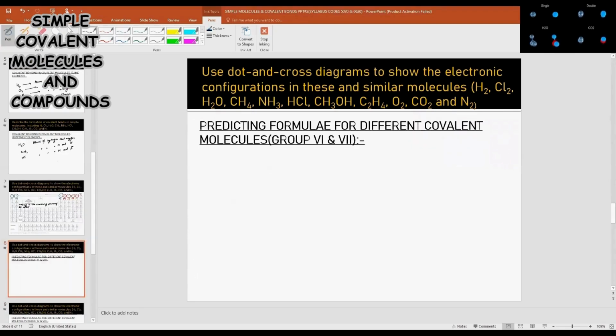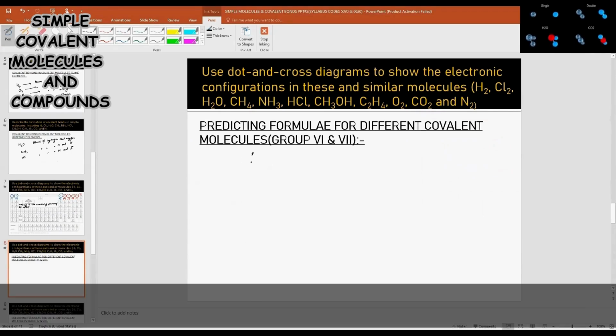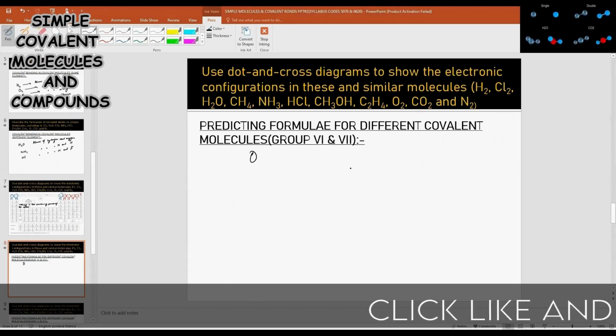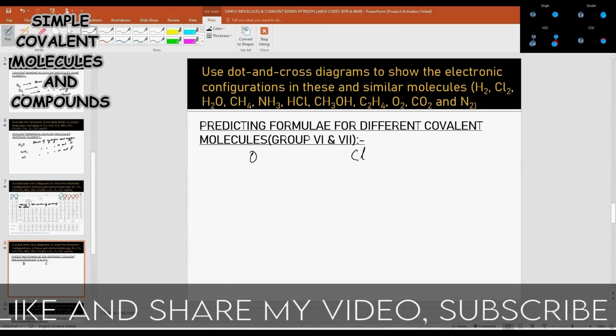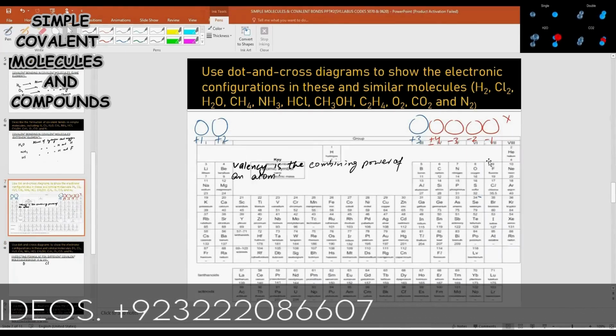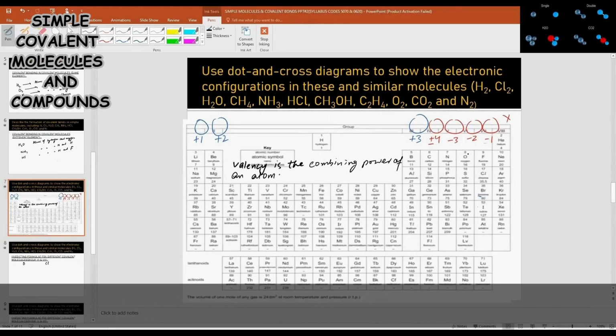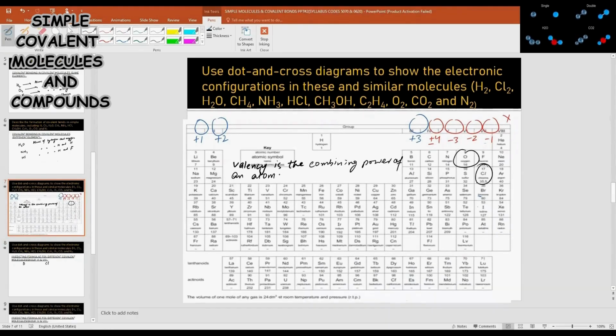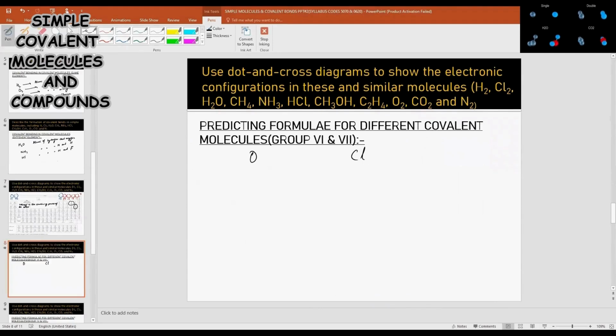Now let's do some working. Let's predict the formula between oxygen and chlorine. The symbol for oxygen is O, and chlorine is Cl. Oxygen belongs to group 6. Here's oxygen. And here's chlorine. So let's write the valency for oxygen, group 6. Valency will be -2. Chlorine, group 7, -1.